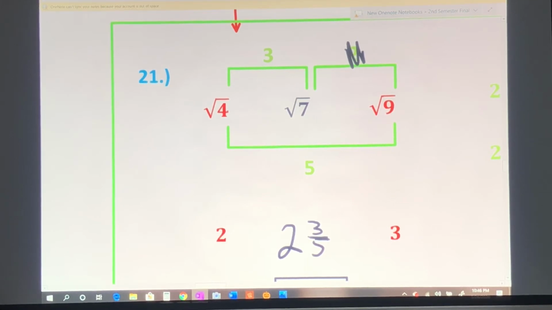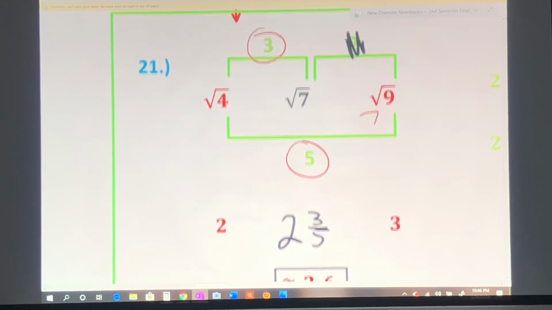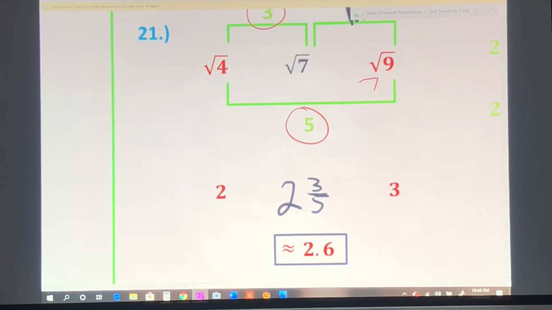Okay, so then my little shortcut is I go like this, and I go, how far is it from 4 to 7? Plus 3. How far is it from 4 all the way to 9? It's plus 5. So it's 3/5 of the way there. 3/5 is 0.6. So I'm calling it approximately 2.6.